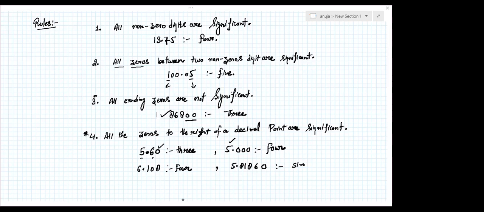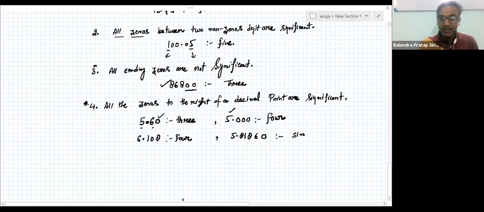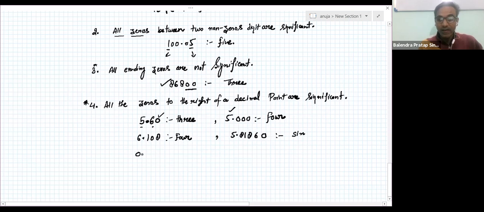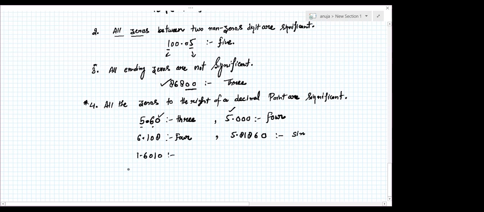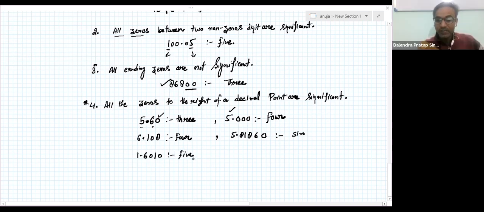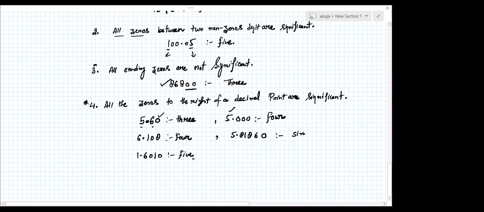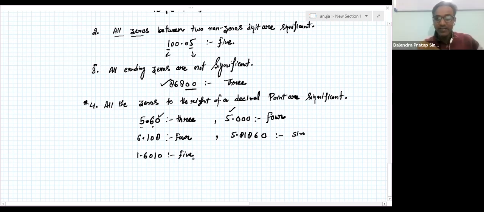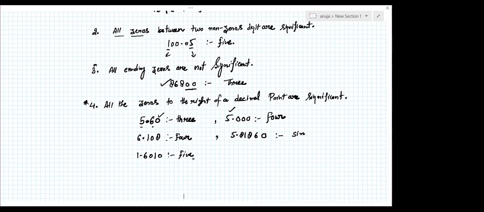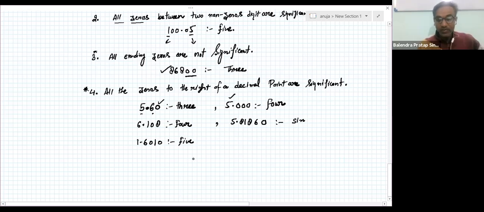Okay, so give me the answer. Tell me 1.6010. Now tell me how many significant figures here? 5. Okay, now I think you got the concept. There is no physics in significant figures. This is all about the numbers observation. So there are basically some rules which you have to follow.